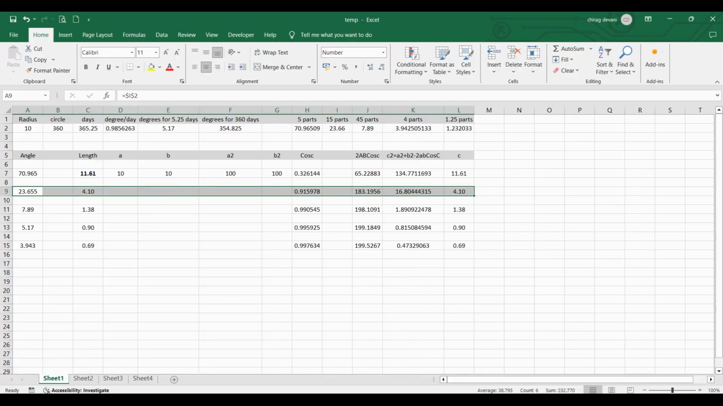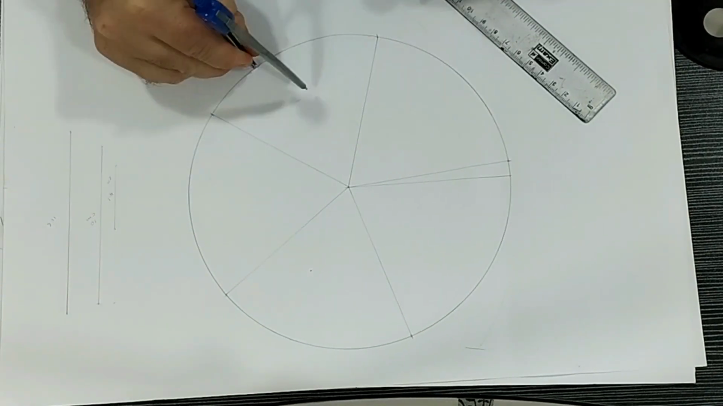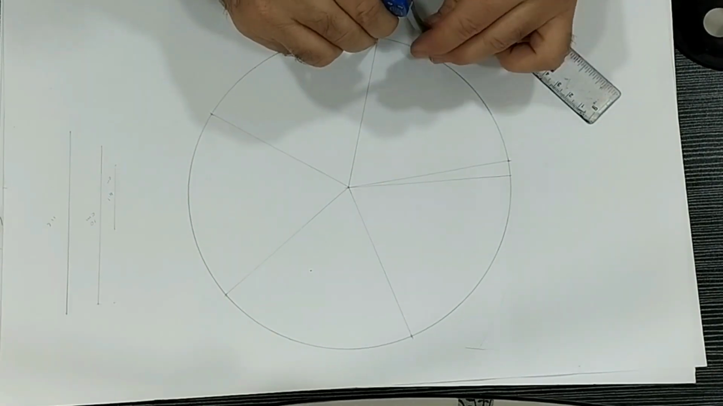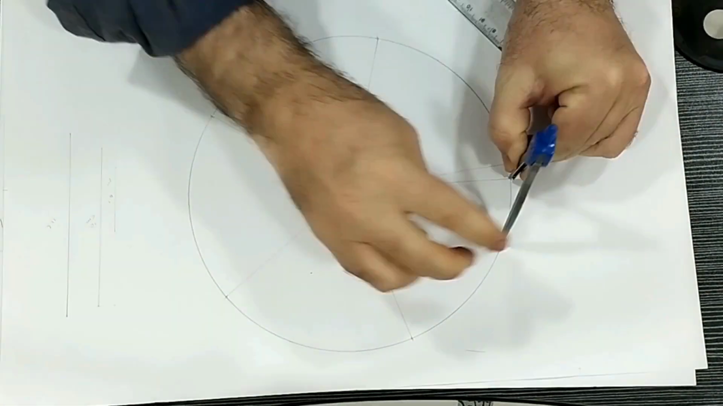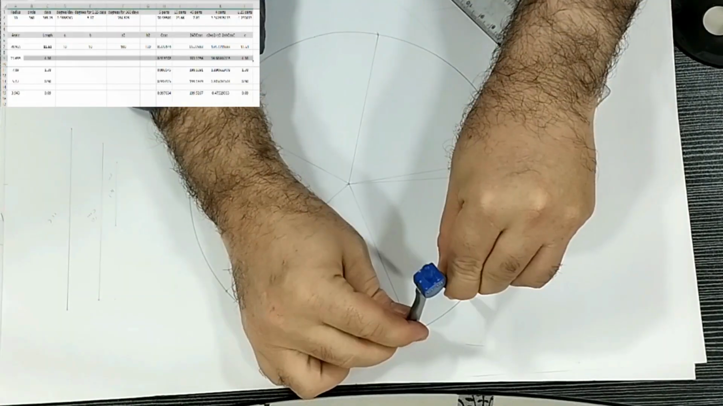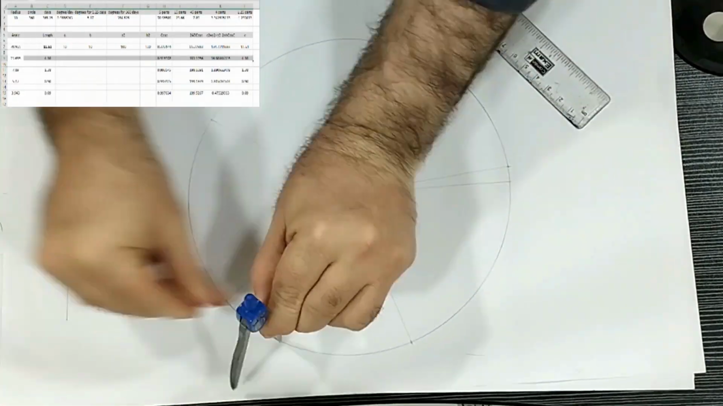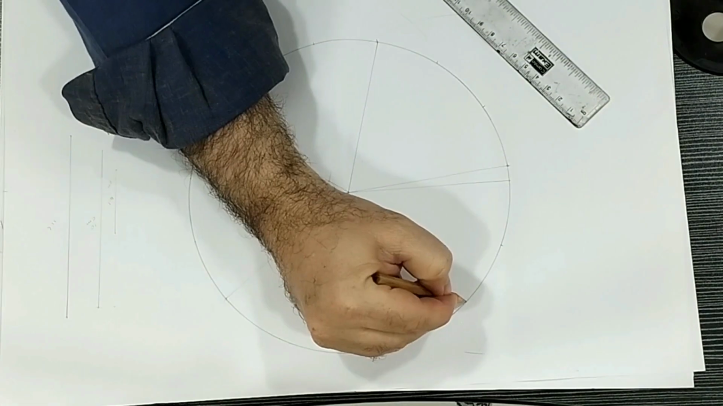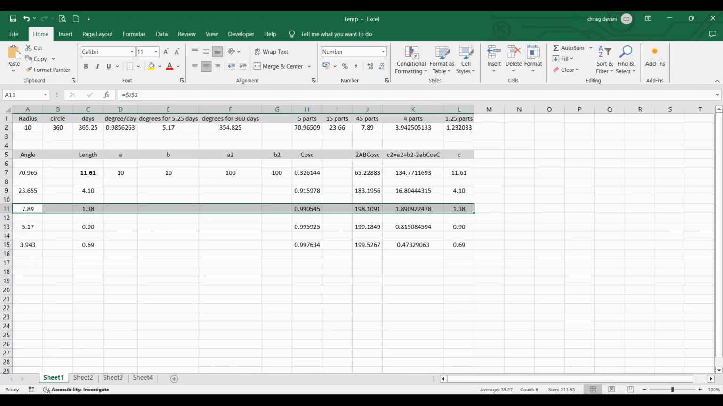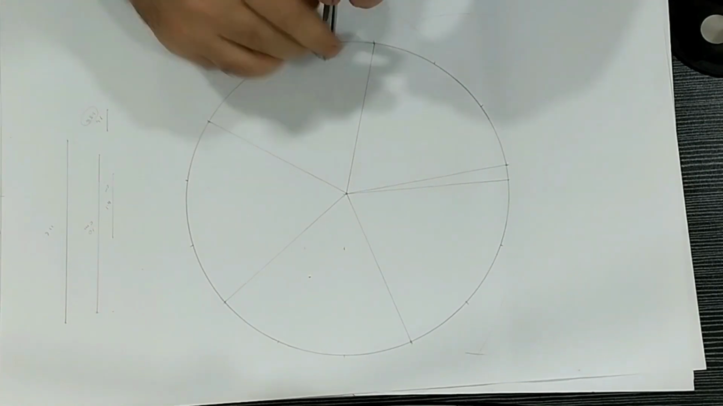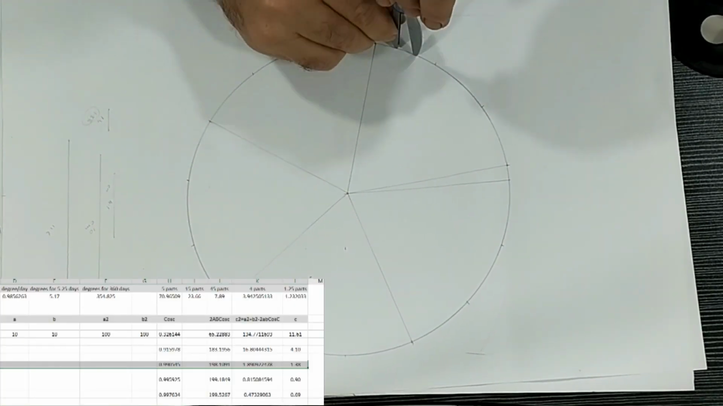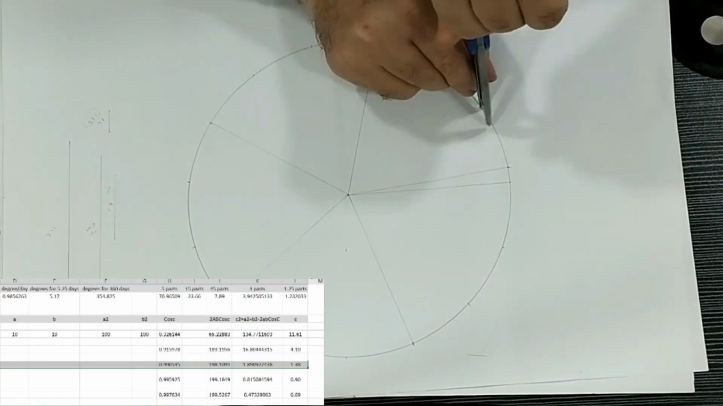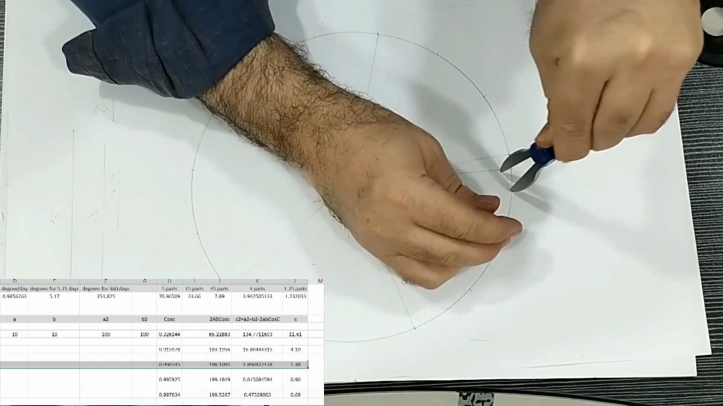Divide 70.96 degrees into 3 equal parts of 23.65 degrees again by using the cosine rule. The length of the third side measures 4.17 cm. Mark the circumference using the divider. Once again, divide 23.65 degrees into 3 equal parts of 7.89 degrees using the cosine rule. The length of the third side is 1.38 cm.